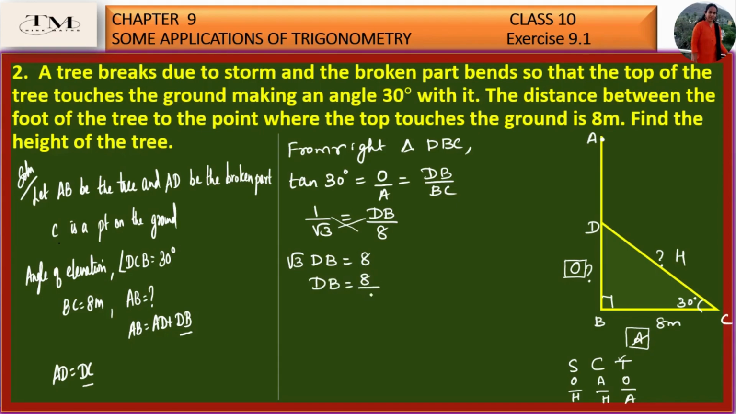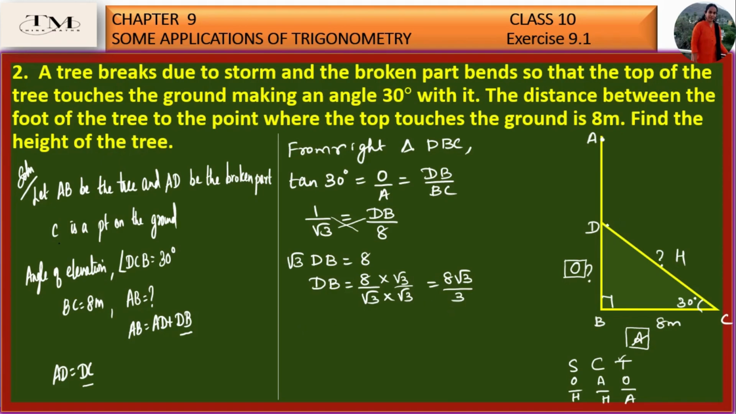This root 3 will come down. As it is in the numerator, when we change the side, it will come to the denominator. To avoid the irrational number in the denominator, we can multiply by root 3 in numerator and denominator. So 8 into root 3 is 8 root 3. Root 3 into root 3 is 3. So DB is equal to 8 root 3 divided by 3.